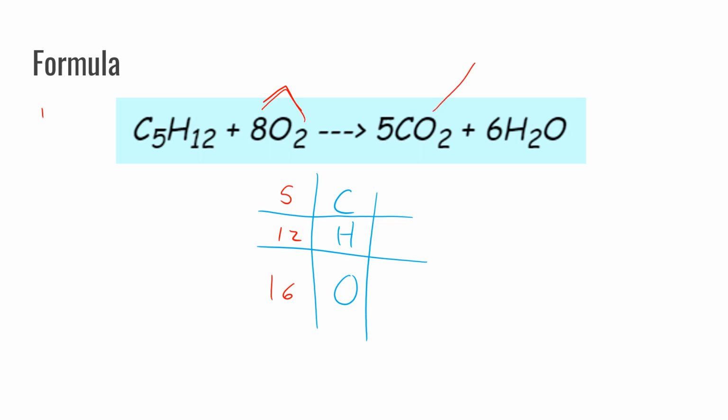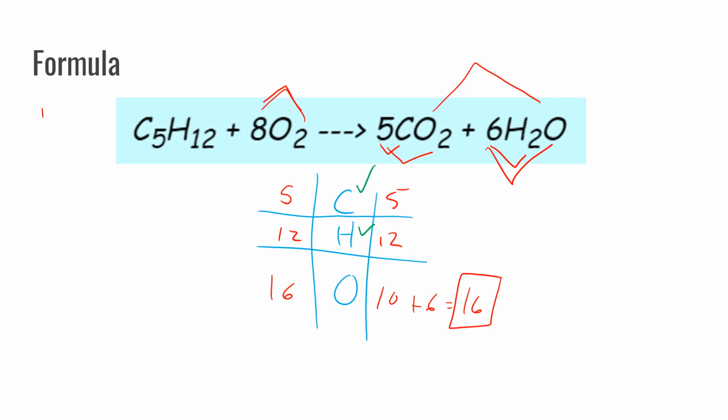Now on the other side, you have oxygen in 2 different places. You have to add those together. So first, let's do our carbon. We have 5 carbon. 5 times 2 is 10 oxygen. Over here, 6 times 2 is 12 hydrogen. And 6 more of these. It's going to give me a total of 16 oxygen. So going down the list, our carbon is balanced, hydrogen is balanced, oxygen is balanced. Therefore, this entire equation is balanced because you have the same number of each type of element on both sides of the equation.